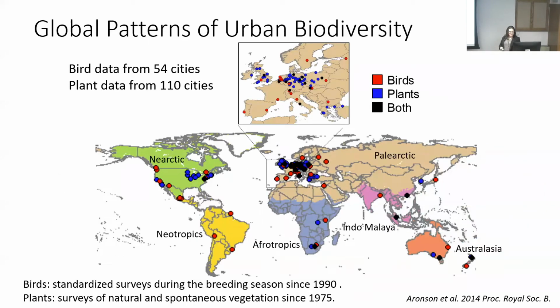So I want to start out just by talking about how cities are actually very diverse. And this is something we accept now, but that wasn't even accepted 10 years ago, right? Cities actually hold a lot of diversity.